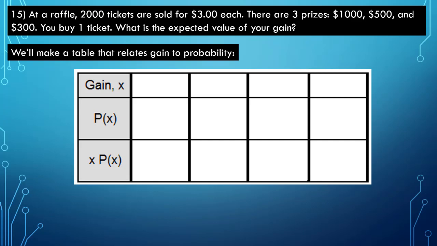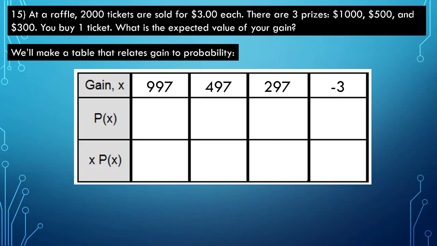So we'll start with the gains. If I won the $1,000 prize, my gain is $997. If I won the $500 prize, my gain is $497. If I won a $300 prize, then my gain is $297. And if I didn't win, which is far more likely than any of the other things, then my gain is -$3.